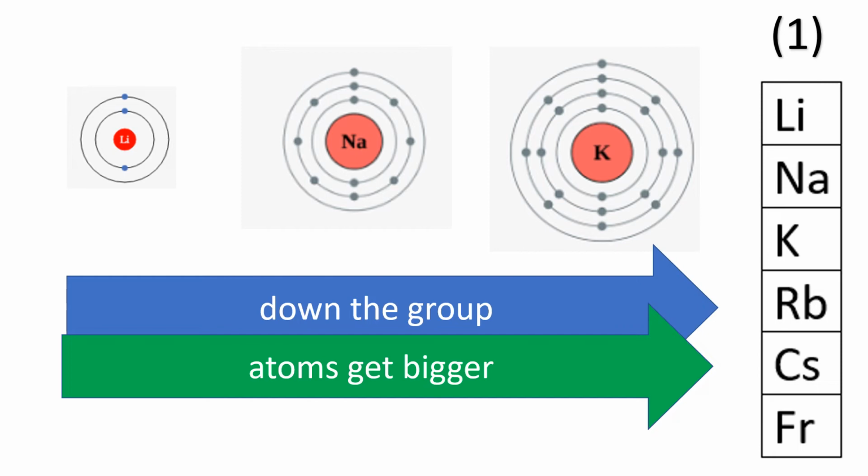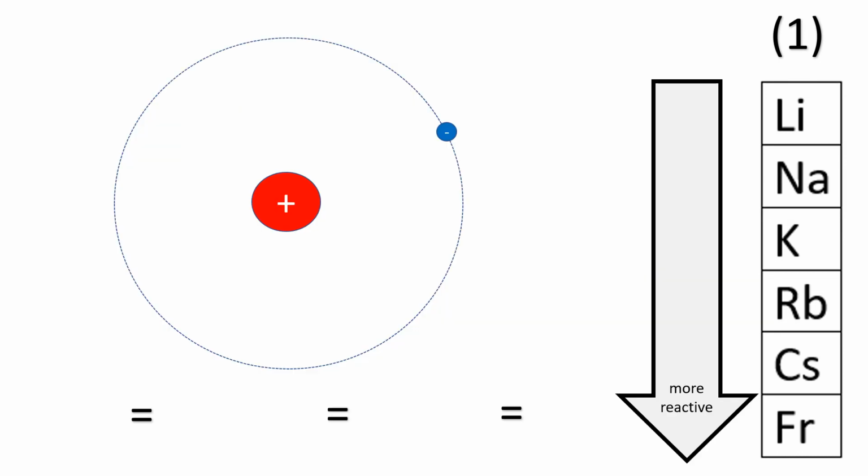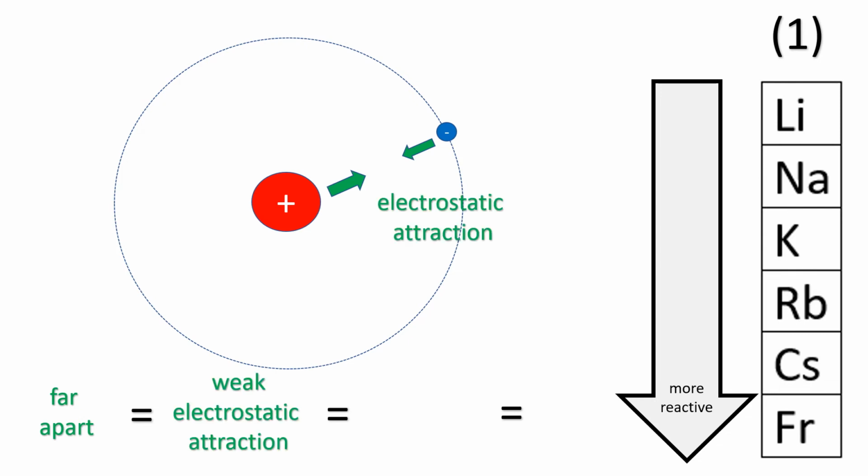That's important. Let's look at a bigger atom. So here's a bigger atom, maybe potassium or rubidium. And you can see again, I'm just looking at the positive nucleus and the negative outside electron. Now look how much further apart they are. These are much further apart, and therefore that electrostatic attraction that's holding them together is much weaker. So it's a weak electrostatic attraction.